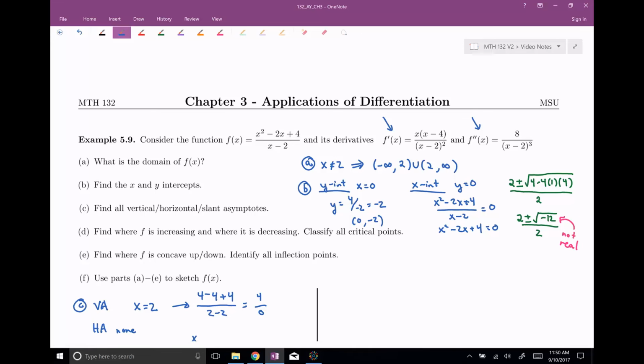So if we give you this first derivative and second derivative, it's to save a little bit of time, and it's to make sure that we're all looking at the same thing, right? When we're trying to figure out where is it increasing, where is it decreasing, concave up, concave down, etc.